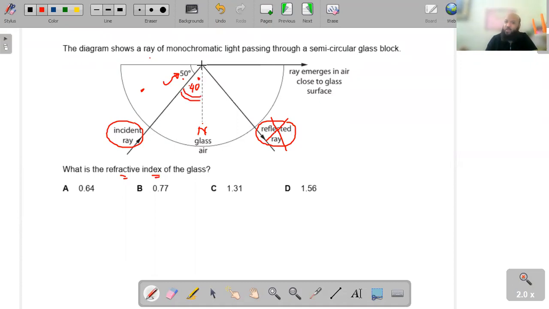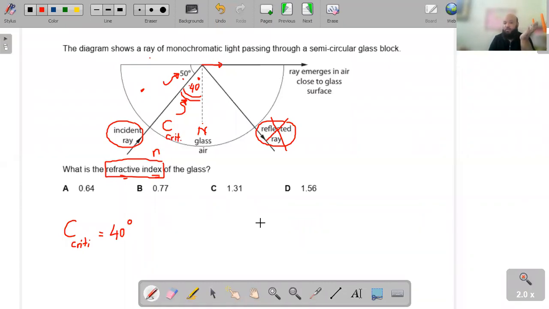But let's look at the angle of refraction. What is the angle of refraction? The refracted ray touches the surface. The refracted ray is parallel to the surface. So this angle is what? Critical angle. So I have the critical angle C equals 40 degrees. And I want to find what? The refractive index, which is n. What is the relationship between them?